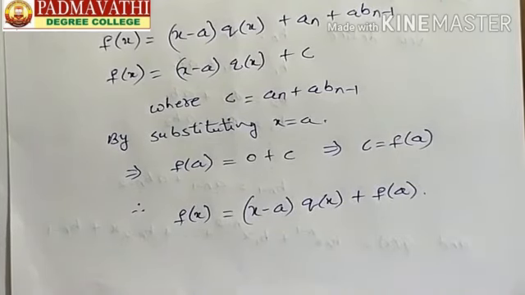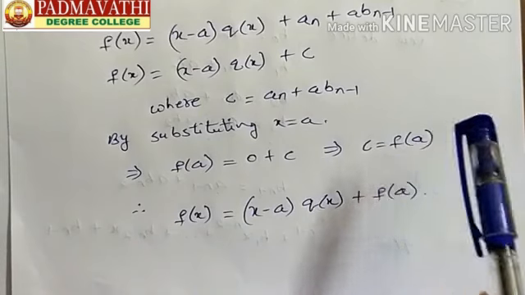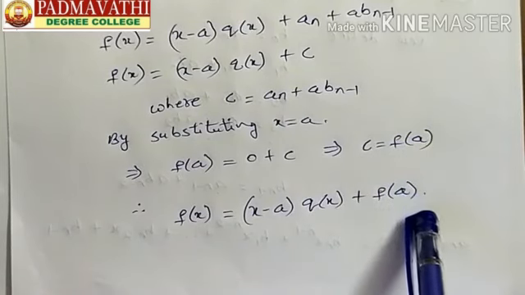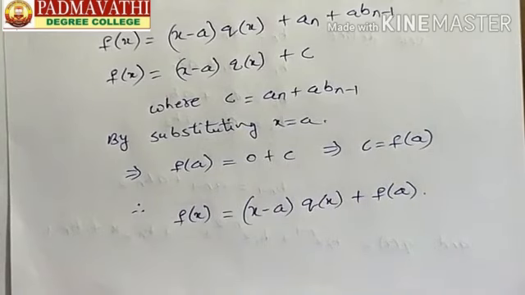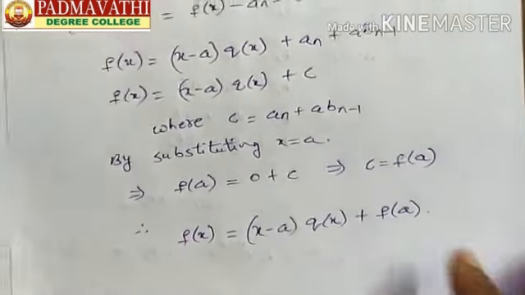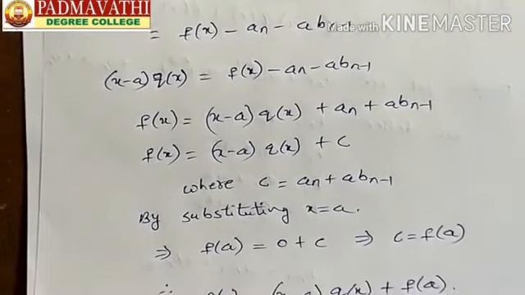So here, what is the remainder? In f of x, if we substitute the value a, then c equal to f of a. So this is the remainder for the entire quotient. So this is the remainder theorem. Next, similarly, the factor theorem is also there, so we will look at it.